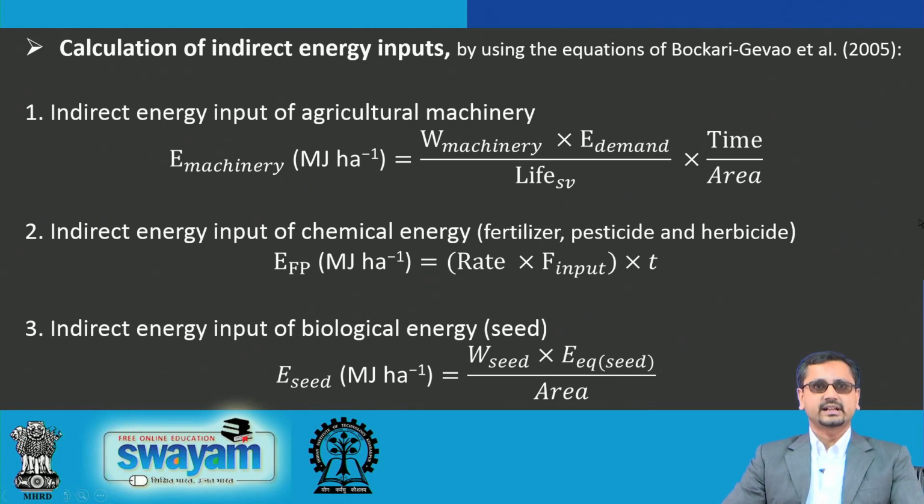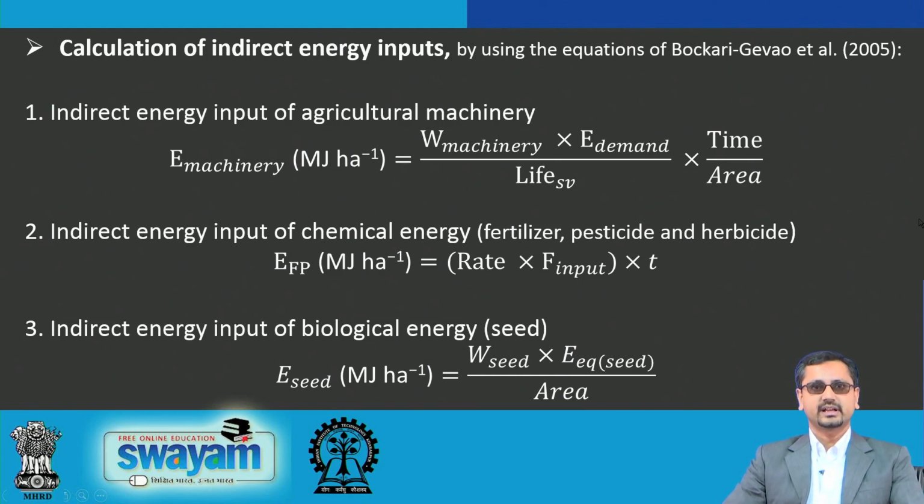After computation of the direct energy inputs, the indirect energy inputs can further be calculated in this way. The indirect energy input of agricultural machinery is E machinery in megajoule per hectare, which is calculated as the weight of the machinery multiplied by the energy demand for production of each kilogram of the machinery, divided by the service life of that machinery, multiplied by the time and then dividing it by the area on which this agricultural machinery is being utilized.